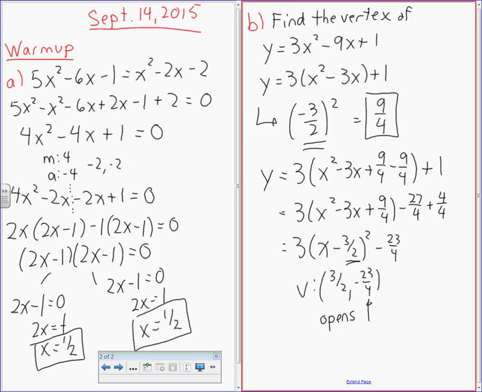Why does it open up again? It opens up because this is positive, that number there is positive.